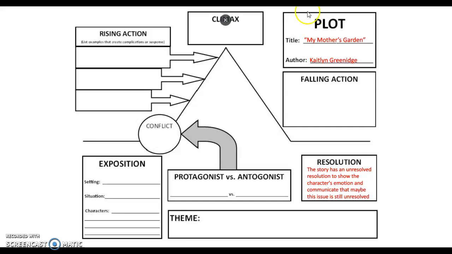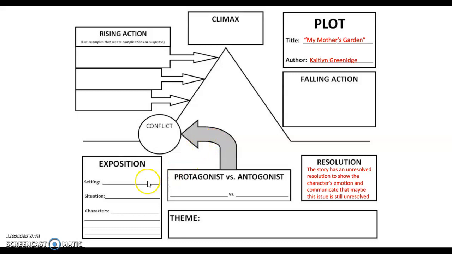So here we go. The first thing you're going to do is copy down the title and the author under this box right here that says plot. So go ahead, pause the video, do title and author. Pause now.